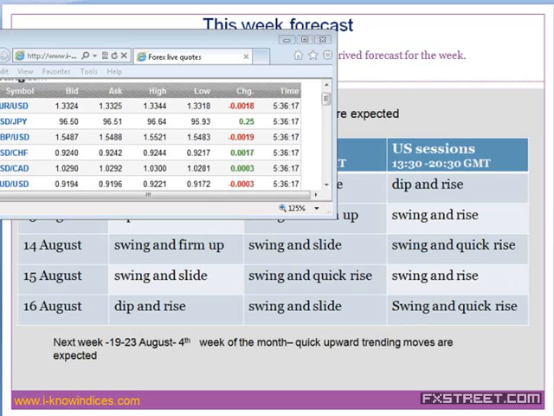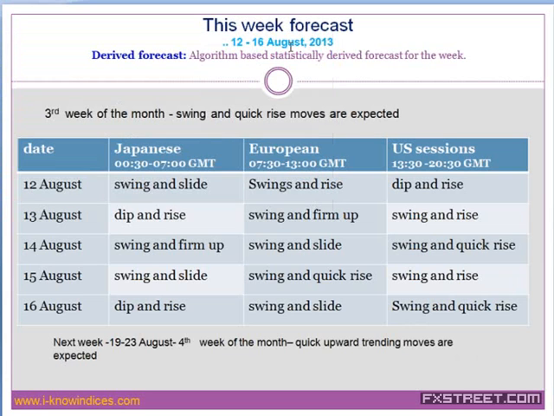Okay, no more questions. So I'll just show the focus slide again. So swing and slide to start with during the Japanese session. Towards close, they are expected to make a small dip in the case of Euro and GBP. Then swing and rise during European and US sessions. Then this is for tomorrow.